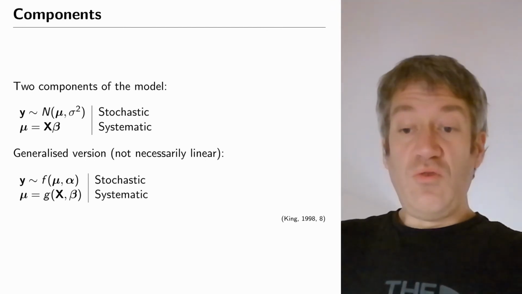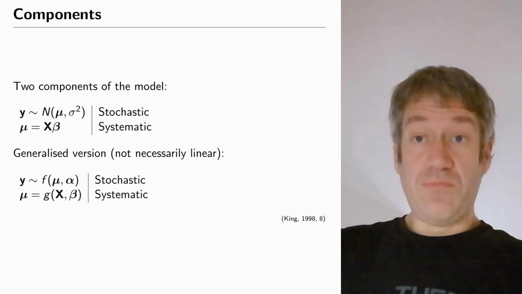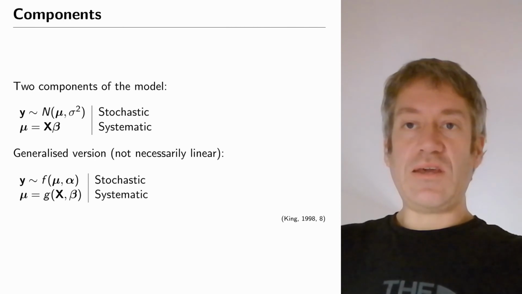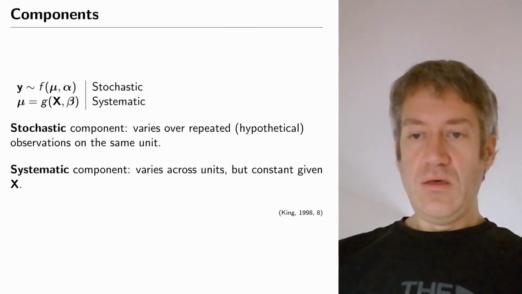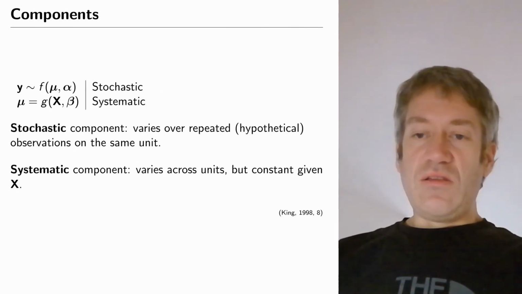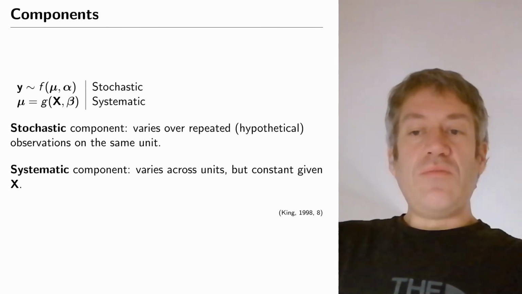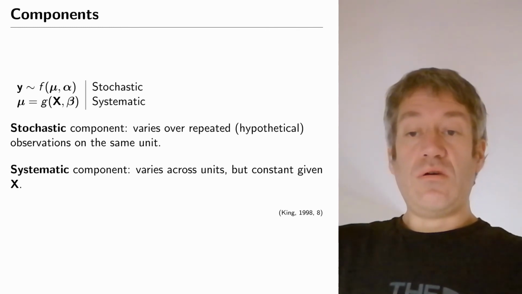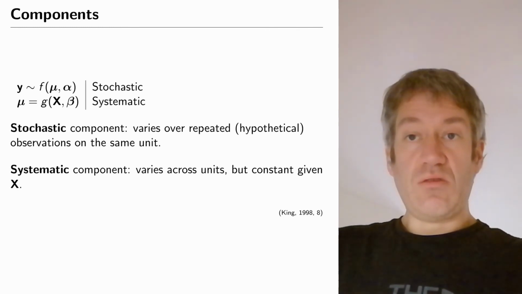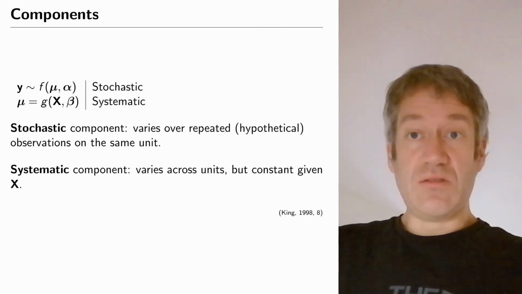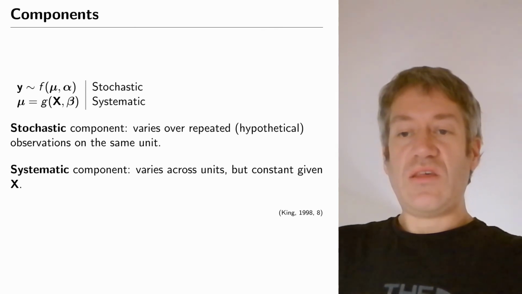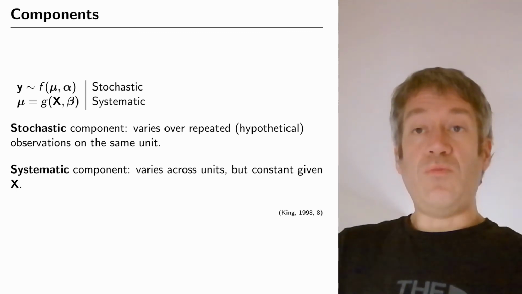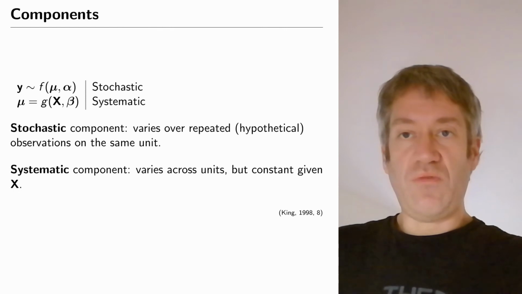So we have two different parts of the model. We have a stochastic part, the error term, and we have a systematic part, the linear prediction. And so the way to think about these terms is that the stochastic part varies over repeated observations, also on the same unit, if you imagine that you would repeat those. Whereas the systematic component differs between observations because the values on x will be different. But given a particular value of x, it should be fixed.